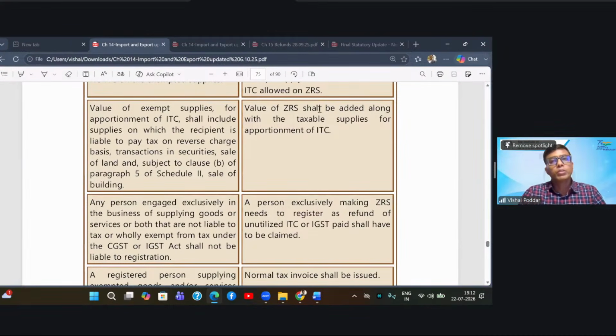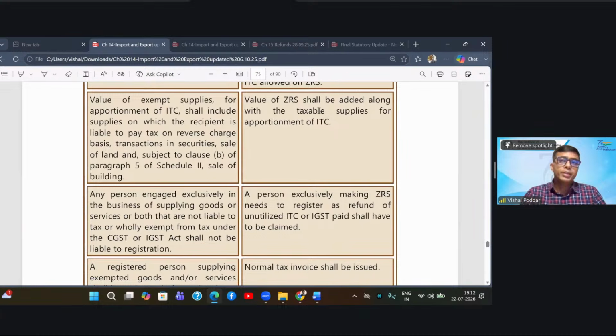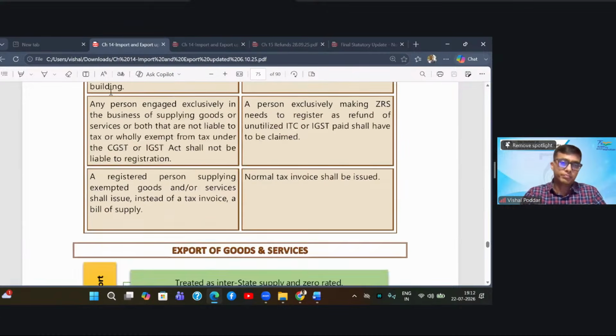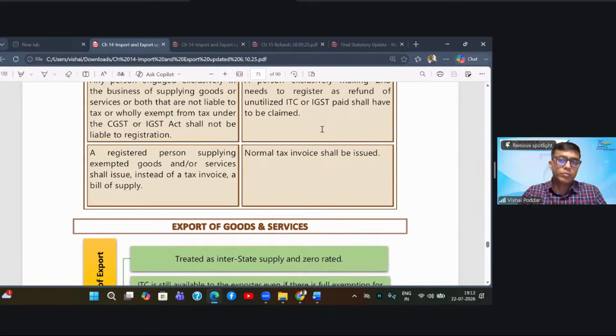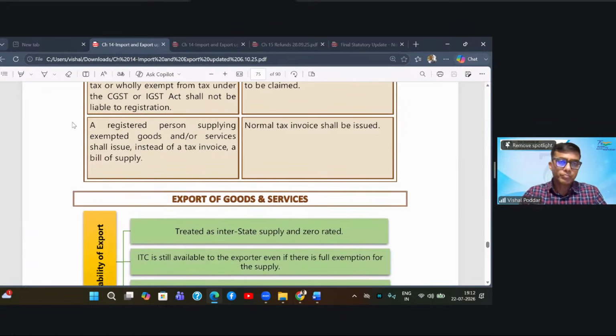However, since zero rated supply is not exempt supply, in the computation of proportionate or 17(2) reversal, it is part of taxable supplies, not exempt supplies. Further, a person who is engaged exclusively in business of supplying goods or service that are not liable to GST or which are wholly exempt is exempted from registration. But a person who is making exclusively zero rated supply has to get registration as they need to apply for refund. So for that purpose, they need to take registration.